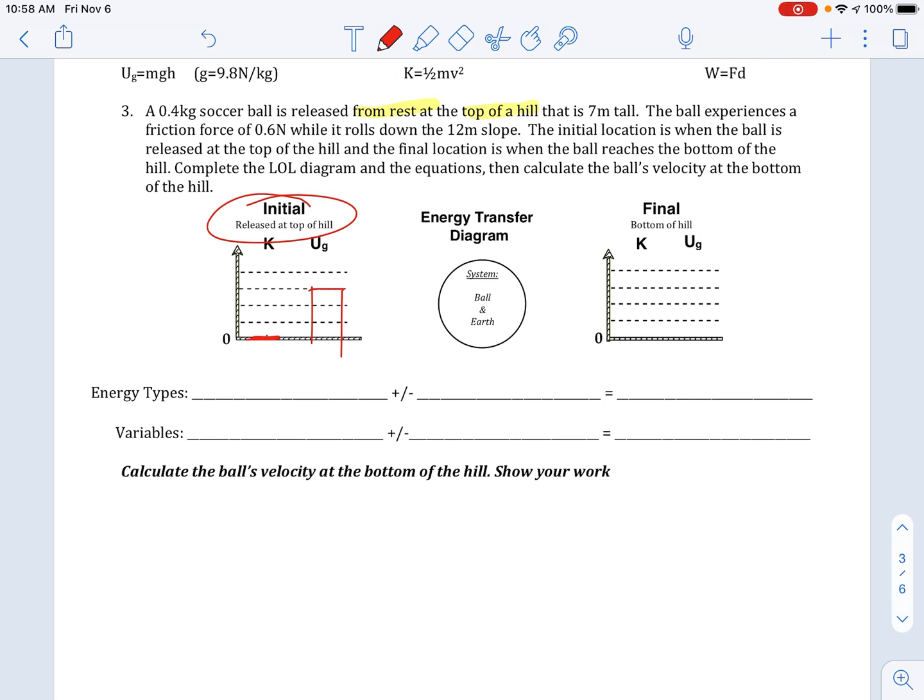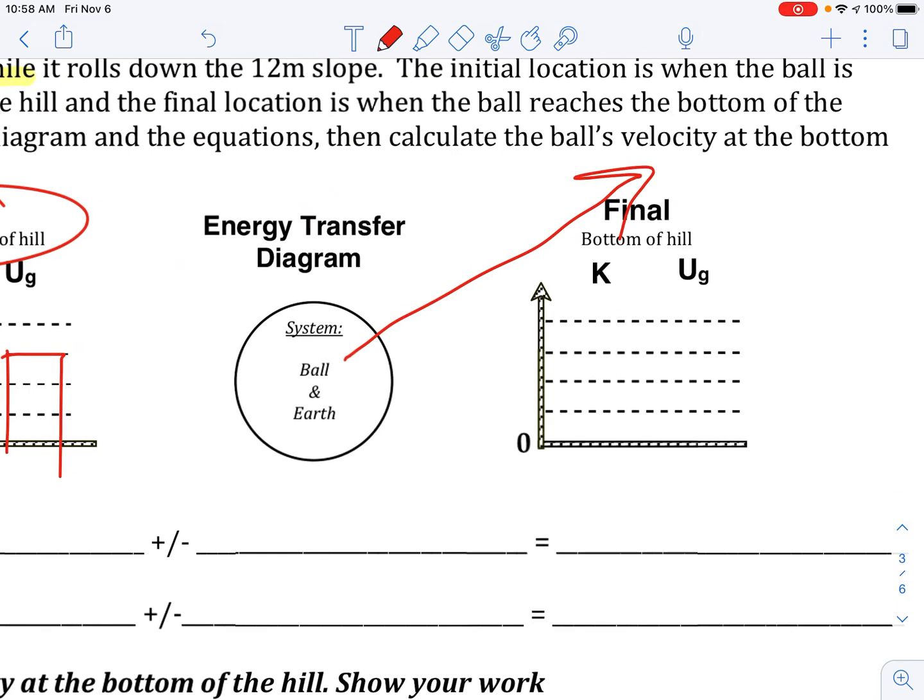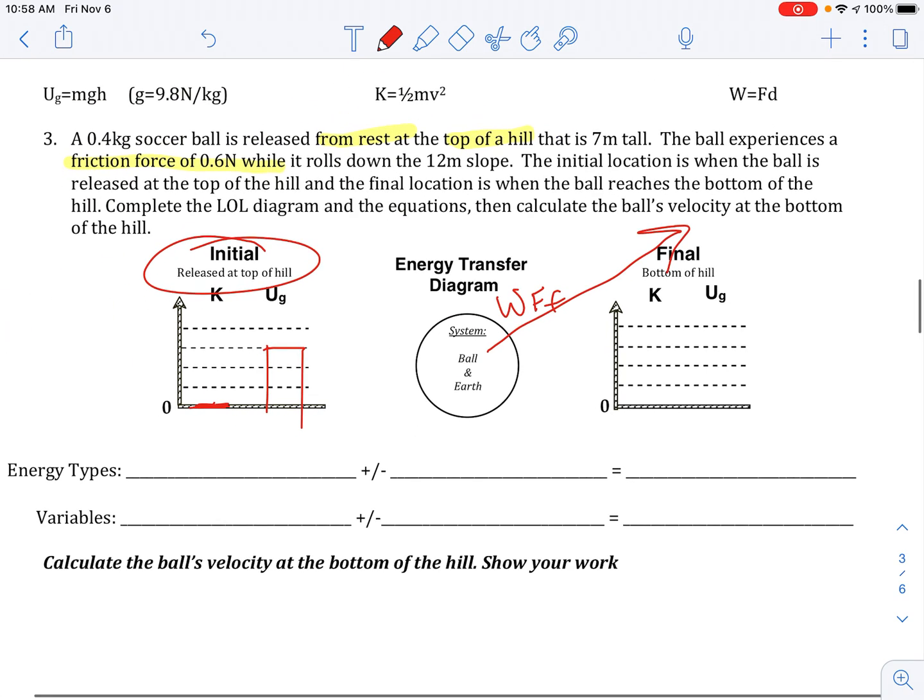The ball experiences a friction force of 0.6 newtons while it rolls down the slope. So we know friction is trying to slow the ball down, so there's going to be work transferring energy out, work of force friction. How much do we want to transfer out? 1, 2, or all three? That's a question mark. Let's read on to see if there's any energy in that last L before we decide.